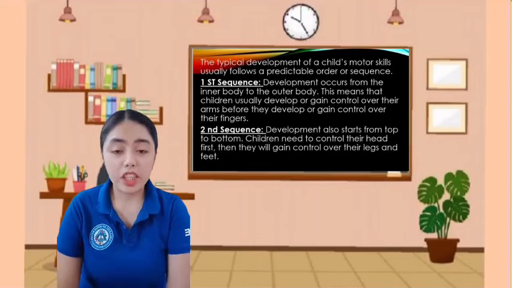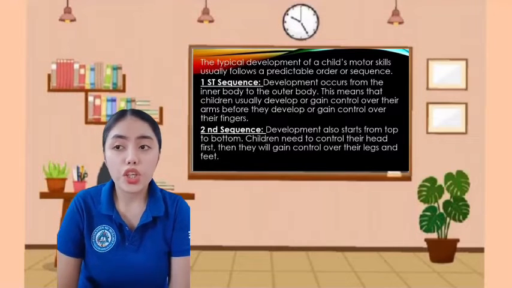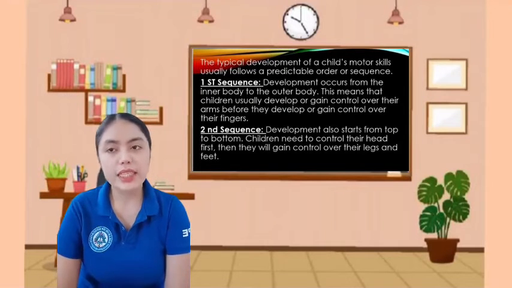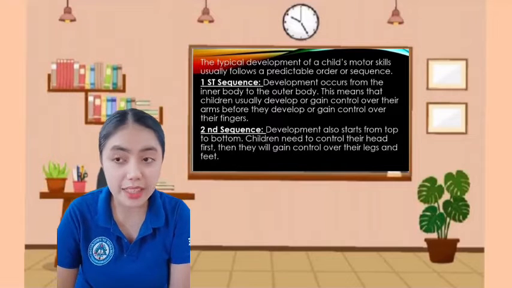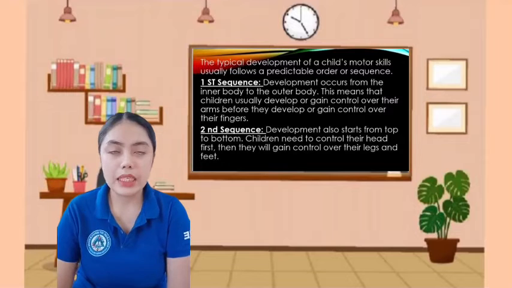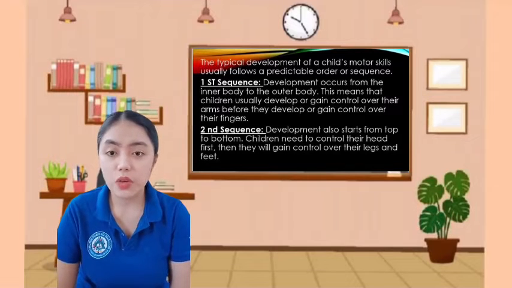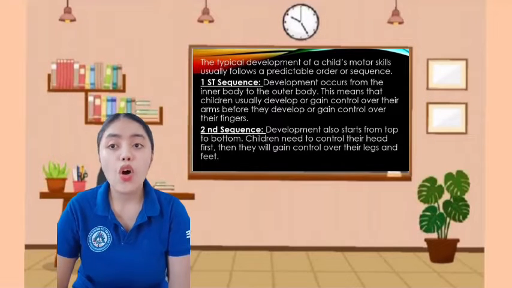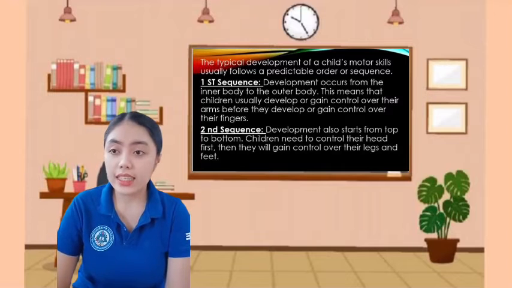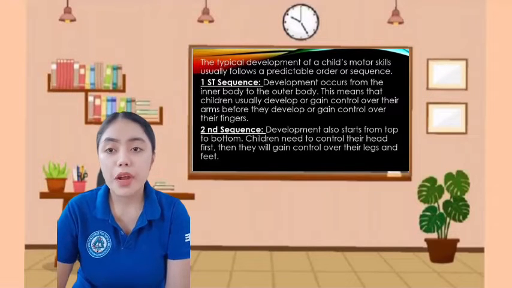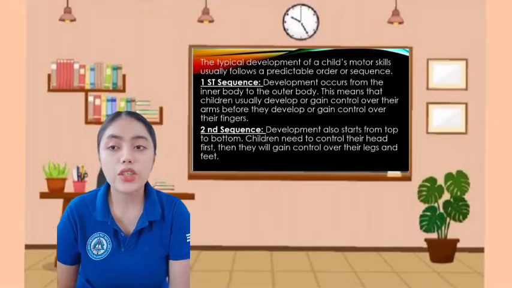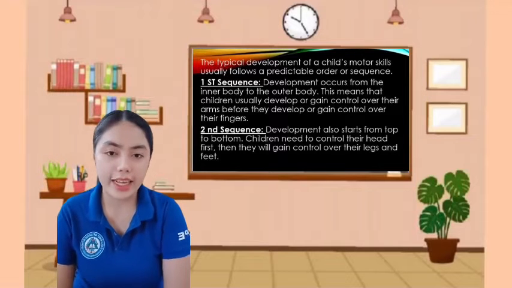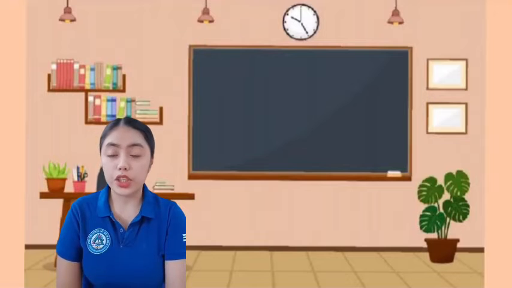The typical development of a child's motor skills usually follows a predictable order or sequence. The first sequence of development occurs from the inner body to the outer body. This means that children usually develop or gain control over their arms before they develop or gain control over their fingers. And the second sequence develops from top to bottom. Children need to control their head first, then they will gain control over their legs and feet. Now, let's proceed to motor learning.